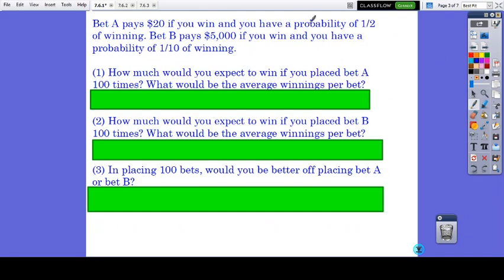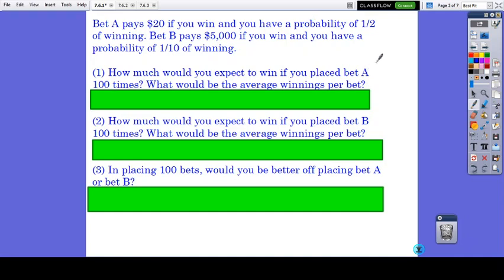Now, here's another example. Again, not on your paper, just looking up here. It works a little bit with your paper, but looking off of this. Bet A pays $20 if you win, and you have a probability of 1/2 of winning bet A. Bet B pays $5,000 if you win, and you have a probability of 1/10 of winning bet B. How much would you expect to win if you placed bet A 100 times?